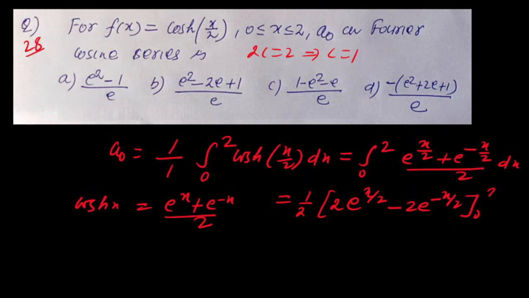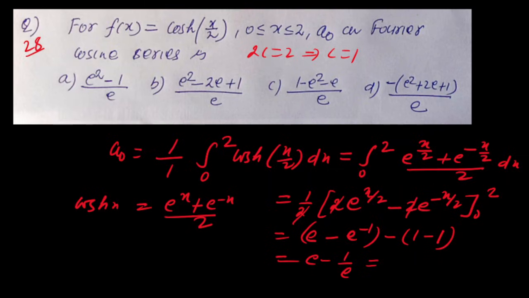Limit is 0 to 2. So this 2 can be taken out. This 2 will cancel both of these 2. If I put upper limit 2 here, I will get e to the power 2 by 2, which is 1. Lower limit, if I put 2 by 2 minus 1, I will get e to the power minus 1. And minus 0, so e to the power 0 is 1, and minus again e to the power minus 0 is 1, so I get e minus 1 by e. This can be written like e square minus 1 by e. So the correct option here is A.